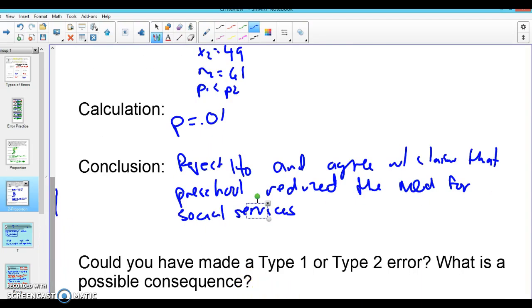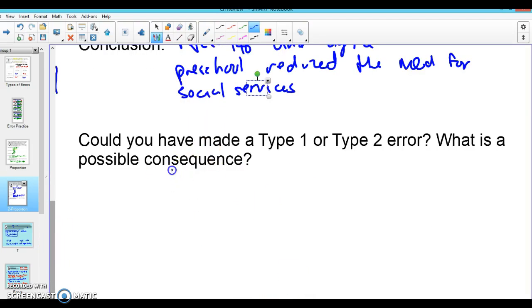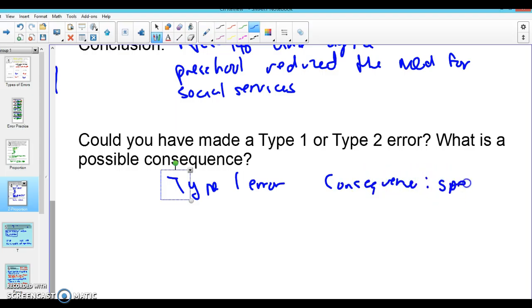Okay, and then since we rejected the null, we could have made a type 1 error. Consequences, we would spend money on a preschool program that wasn't working.